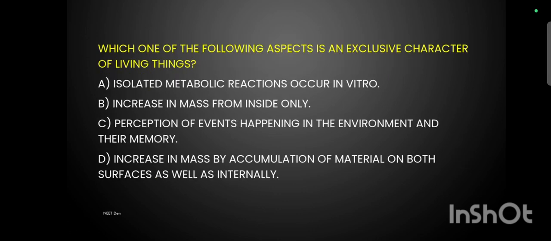Question: Which one of the following aspects is an exclusive character of living things? A. Isolated metabolic reactions occur in vitro. B. Increase in mass from inside only. C. Perception of events happening in the environment and their memory. D. Increase in mass by accumulation of material on both surfaces as well as internally. So the most exclusive character here, the answer is C, that is perception of events, that is consciousness of events happening in the environment and their memory.